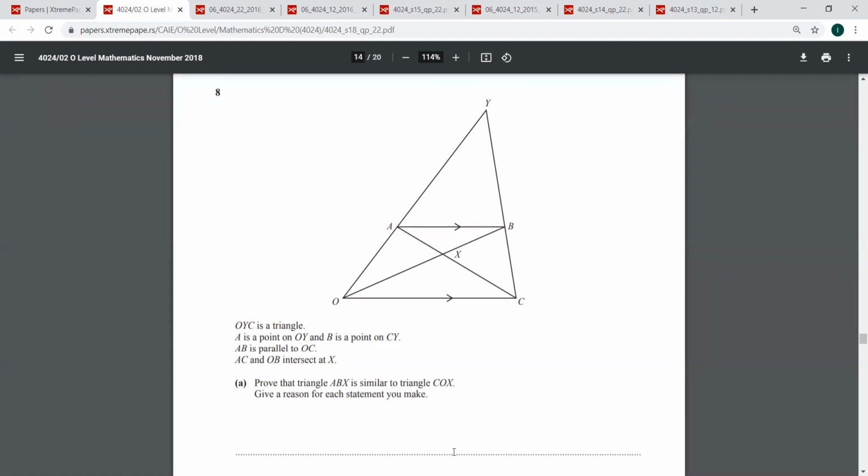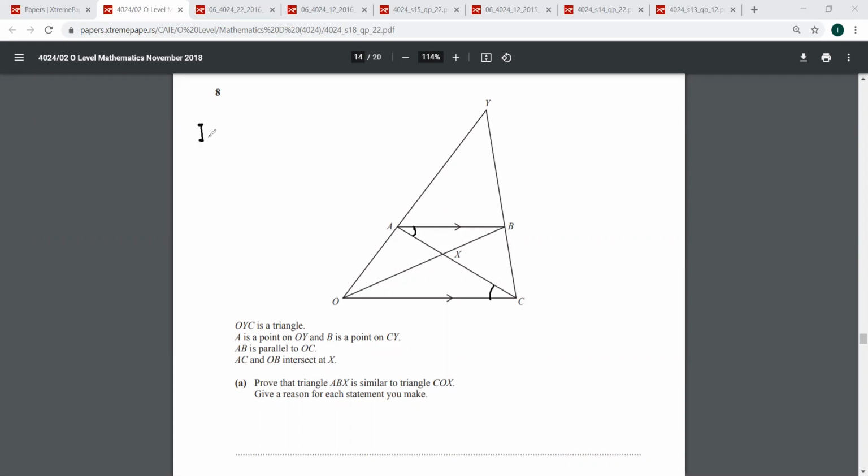You give it a try first. Remember, whenever you have to prove two triangles similar to each other, the best way is just to show two pairs of corresponding angles equal to each other. So since you are given that AB is parallel to OC, you can say that angle A from here is equal to angle C from here.